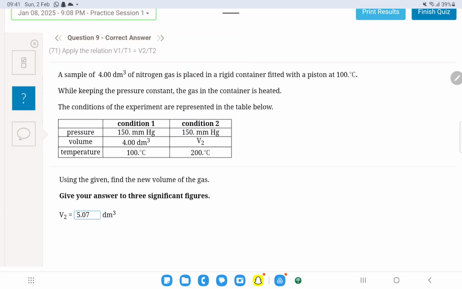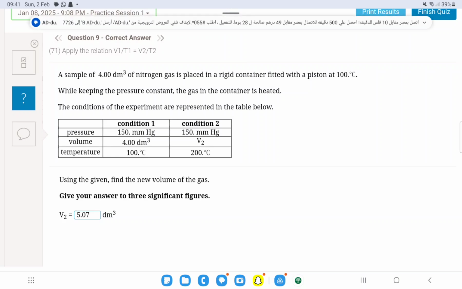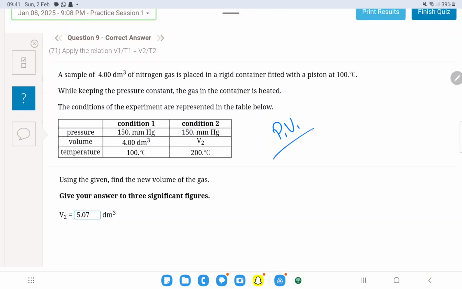A sample of 4 decimeter cubed of nitrogen gas is placed in a rigid container fitted with the piston at 100 degrees Celsius. While keeping pressure constant, the gas in the container was heated. Again, P1V1 over P2V2 equals nRT1 over nRT2. N and R are constant, since they didn't say anything about the mass. Pressure is constant too. So 100, they want the temperature in Kelvin, of course.